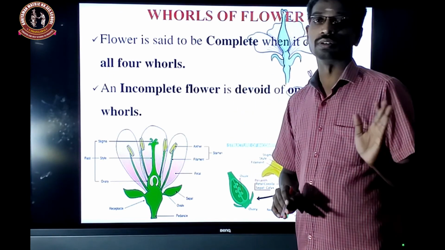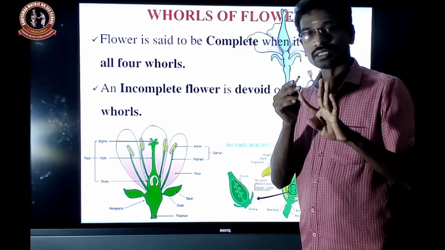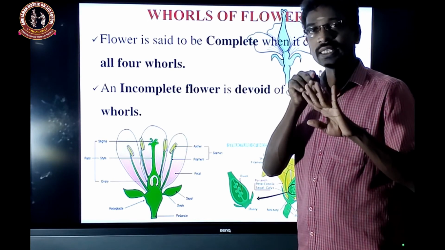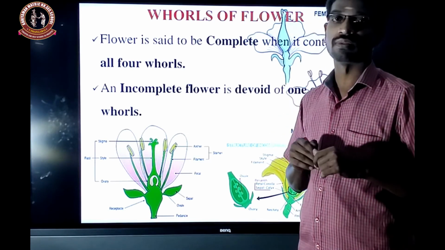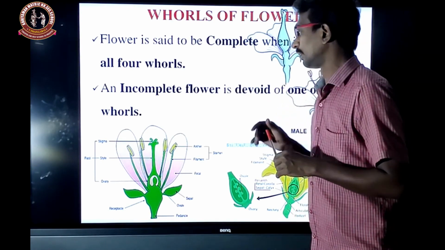Any one whorl among the four. What are the four whorls? Calyx, corolla, androecium and gynoecium. Among the four whorls, if any one whorl is absent, the particular flower is said to be an incomplete flower. It may be non-essential whorls or essential whorls.